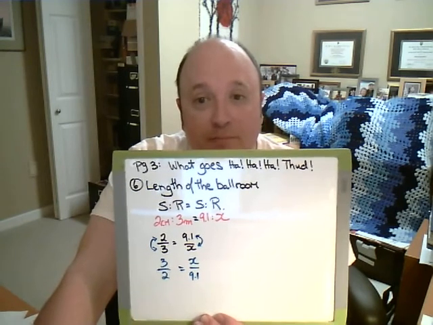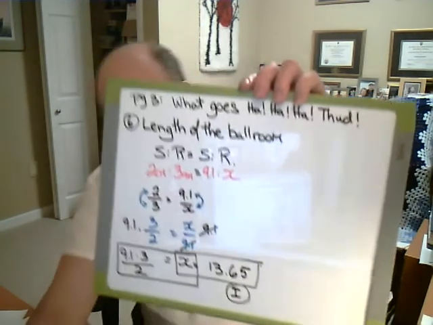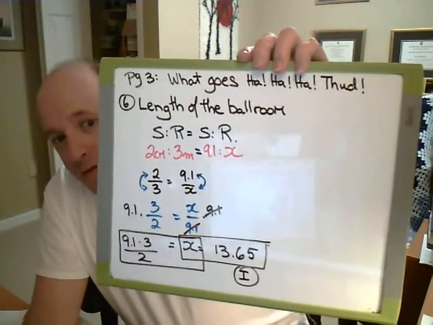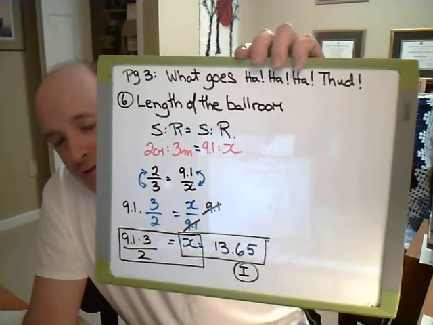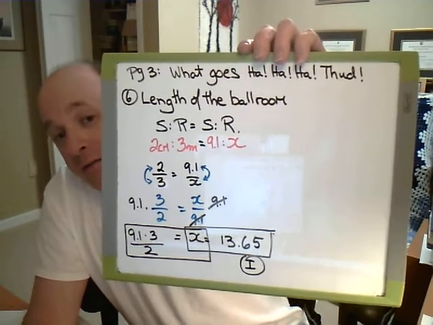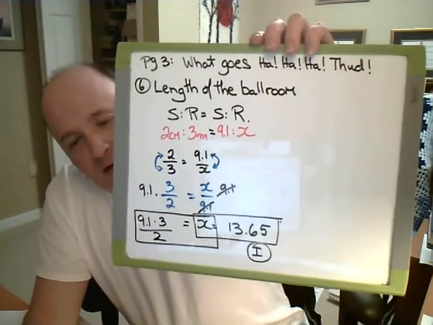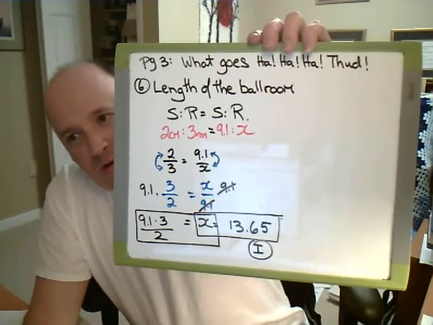See what you get. So 9.1 times 3 divided by 2. If you do that on your calculator, it gives you 13.65, and that matches up to letter I. So in slot 6, wherever you see that at the bottom, you put in the letter I, and there you go.